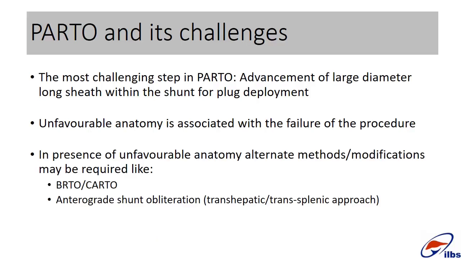And if you fail by taking different approaches, then you are left with going back to BRTO, or there is another procedure called CARTO, where you use coils instead of a plug, or you may do an antegrade shunt obliteration, like coming from the transhepatic side or transsplenic side, or accordingly you may try and cannulate it from other locations.